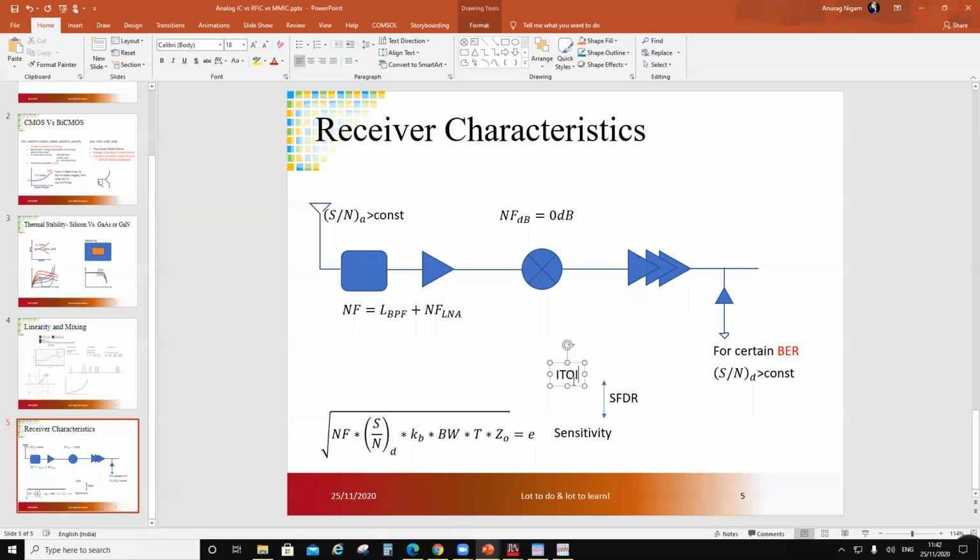So then in this case, this will be minus 19, not ITOI, it would be compression. So ITOI would be around, what, 8? Minus 8. Okay. So now this is your SFTR. The sensitivity in the range of around minus 100 to minus 110. And TOI is around this.